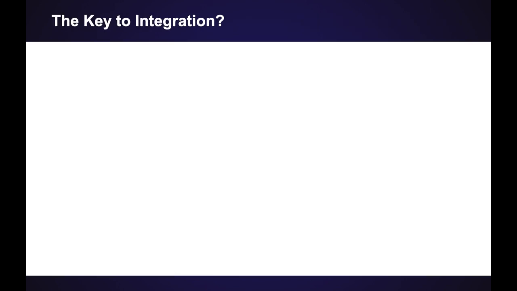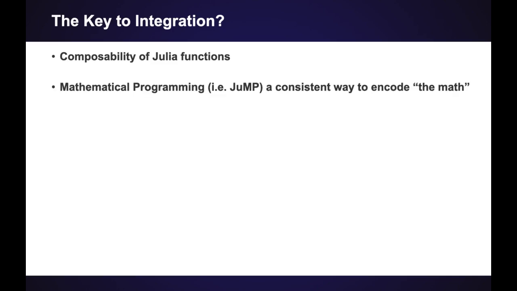So what is the key to this integration? The first piece is the composability of Julia functions. The second piece is that mathematical programming in JuMP provides us a beautiful and consistent way to encode mathematics across all these different packages. And then the last piece is that we have a standardized data store so everyone knows where to put their data and it doesn't clash.